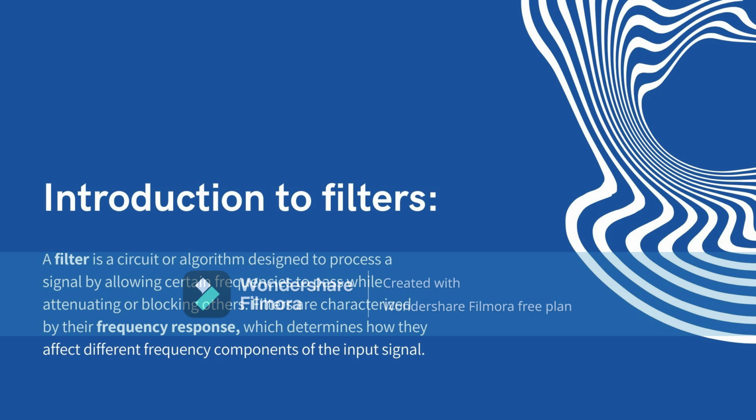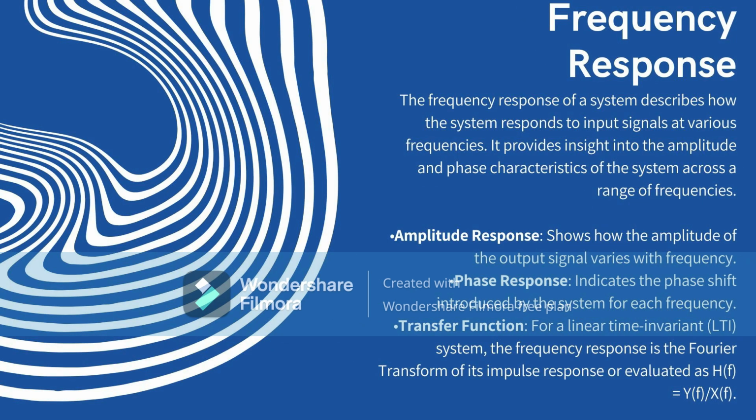So, what is frequency response? Frequency response of a system describes how the system responds to input signals at various frequencies. It provides insight into the amplitude and phase characteristics of the system across a range of frequencies. And it has these characteristics: the amplitude response, phase response, and transfer function.